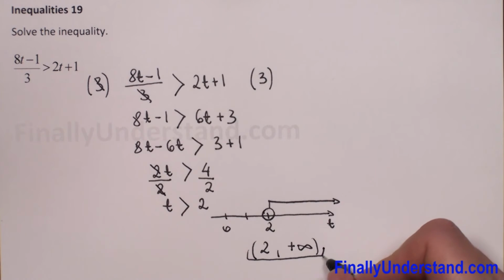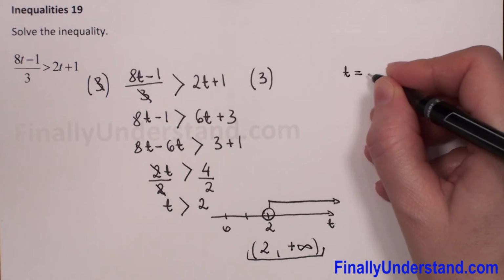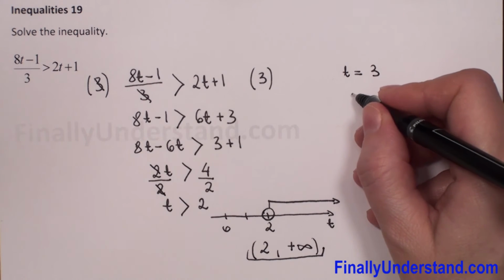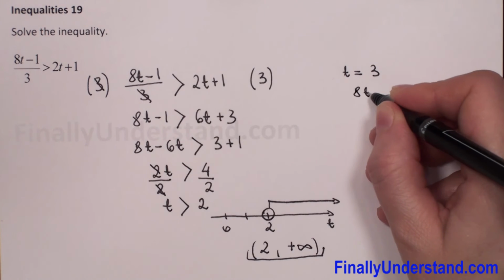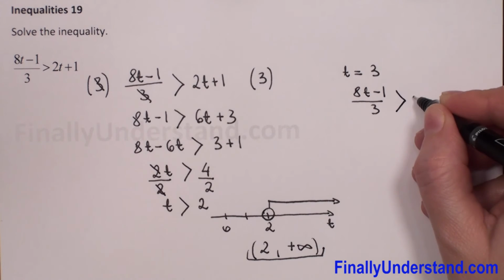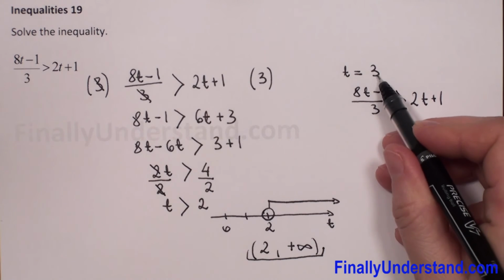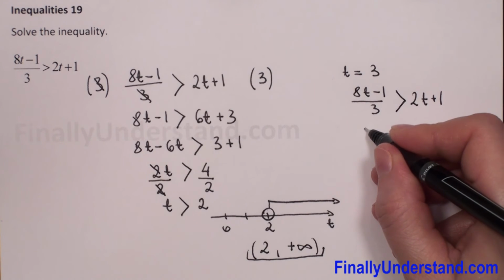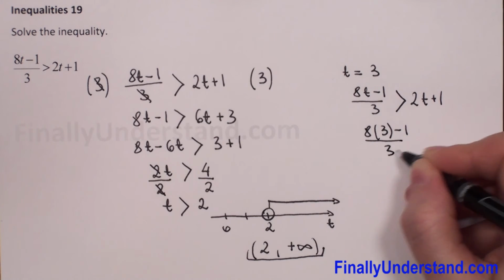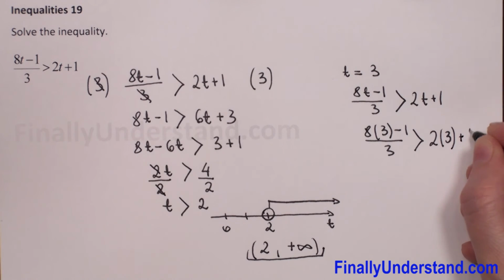I have to choose one number from this interval. For example, t equals 3. So I have to copy this example. I have (8t minus 1) over 3 is greater than 2t plus 1. Now I will replace t by 3. So I have (8 times 3 minus 1) over 3 is greater than 2 times 3 plus 1.